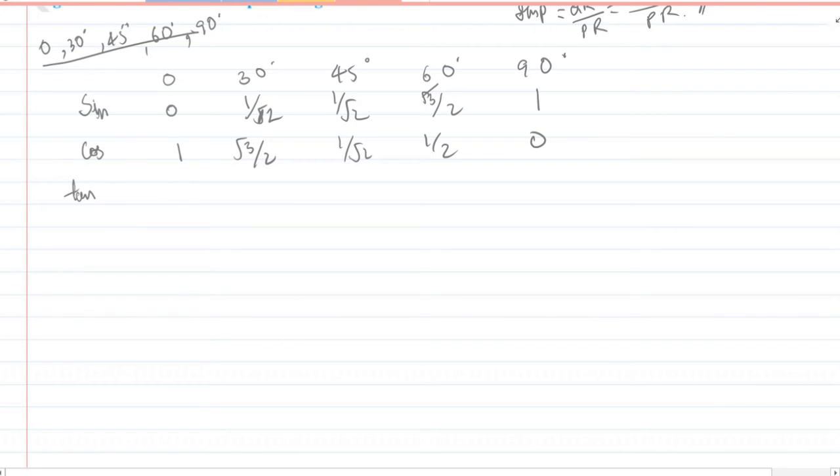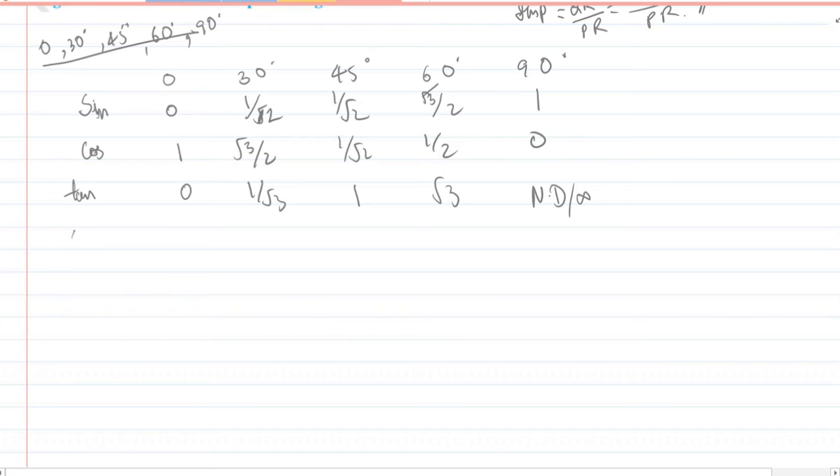And tan, you all know it's sine by cos. So what's 0 by 1? 0. What's 1 by 2 divided by root 3 by 2? It's 1 by root 3. What's 1 by root 2 divided by 1 by root 2? It's 1. Root 3 by 2 divided by 1 by 2 is root 3. 1 by 0 is not defined. Or infinity. Because anything divided by 0 is infinity.